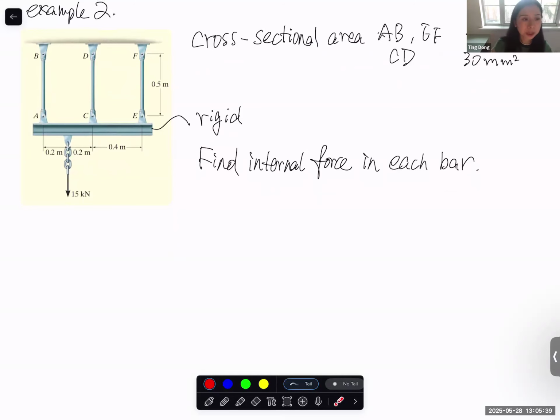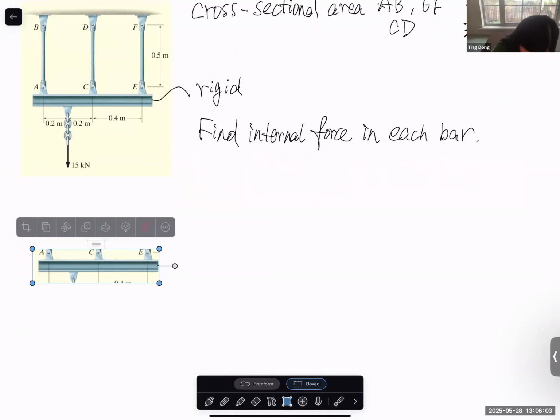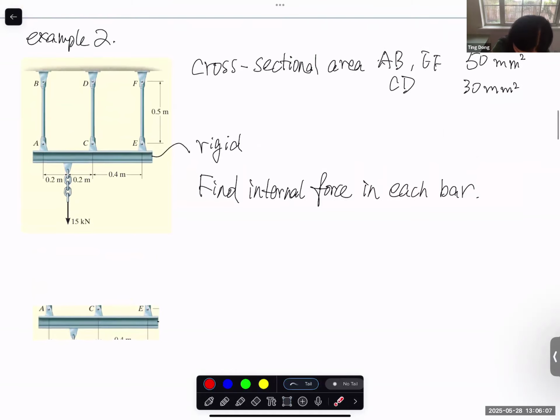And of course, let's write the equations we can get from statics first, right? Let's do the free body diagram and the equilibrium equation of ACE. And I want to emphasize here that AB, CD, and EF are deformable, which means that they will have elongation or compression when there's a tension or compression. But ACE is a rigid body, which means that before and after deformation, it will maintain a straight line.